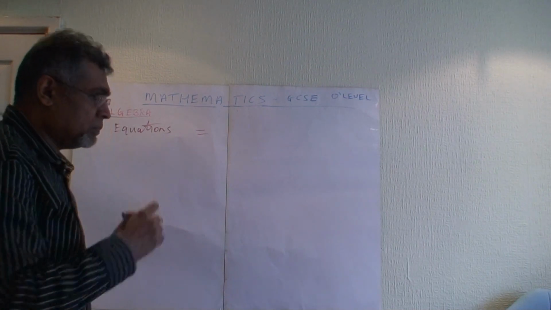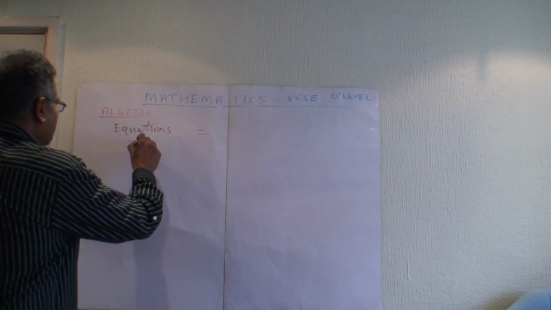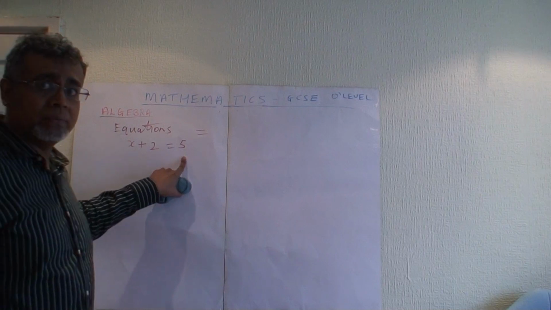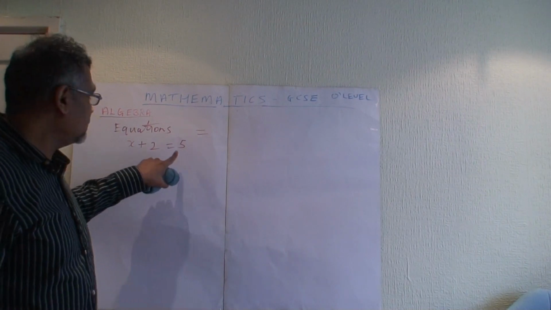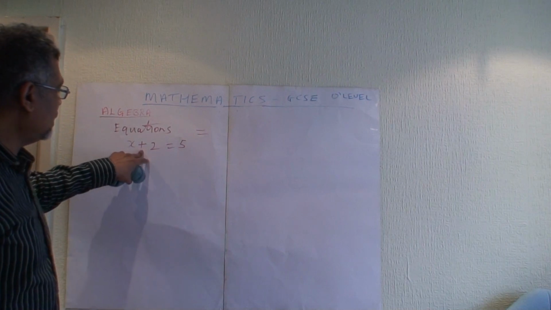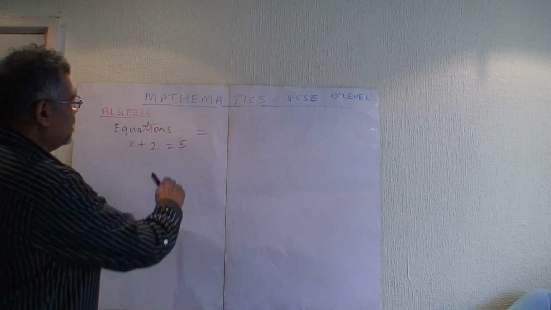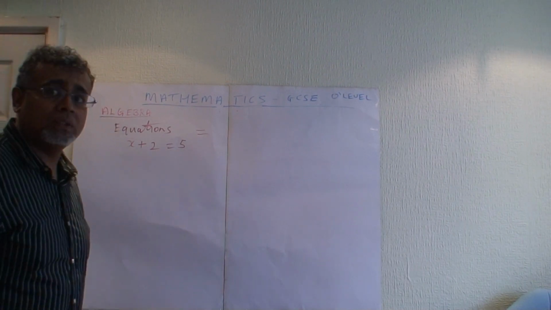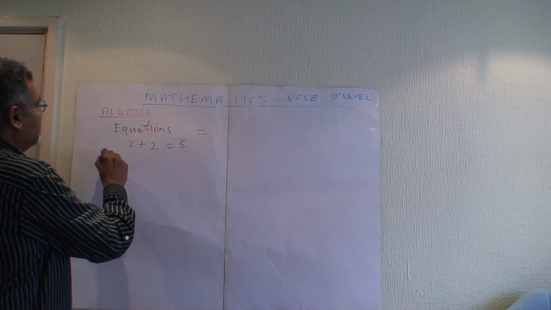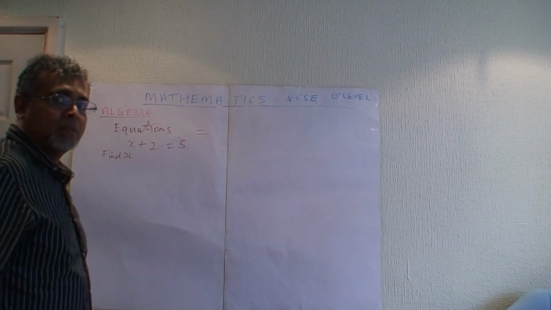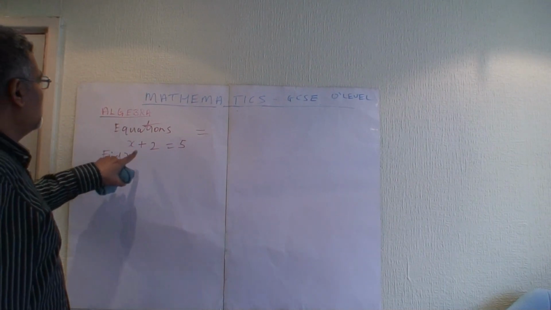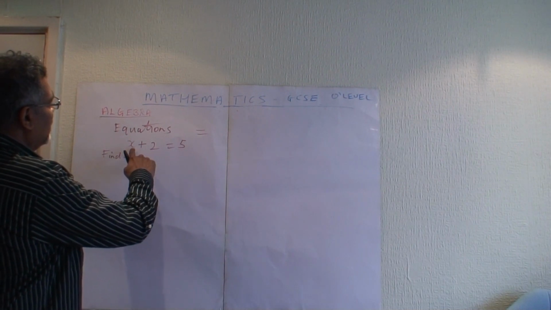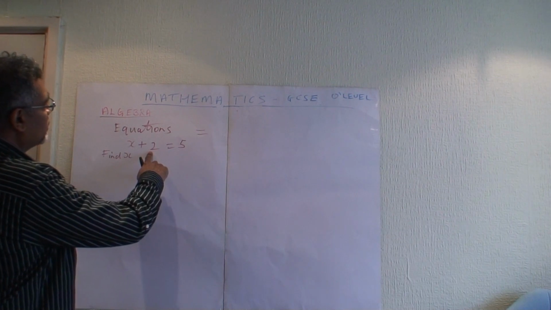Now, if you have an expression like this, x plus 2 is equal to 5. This we understand because the equal sign is here, this value is equal to this value, which is 5. But what we don't know is what x is. So we are going to find x.